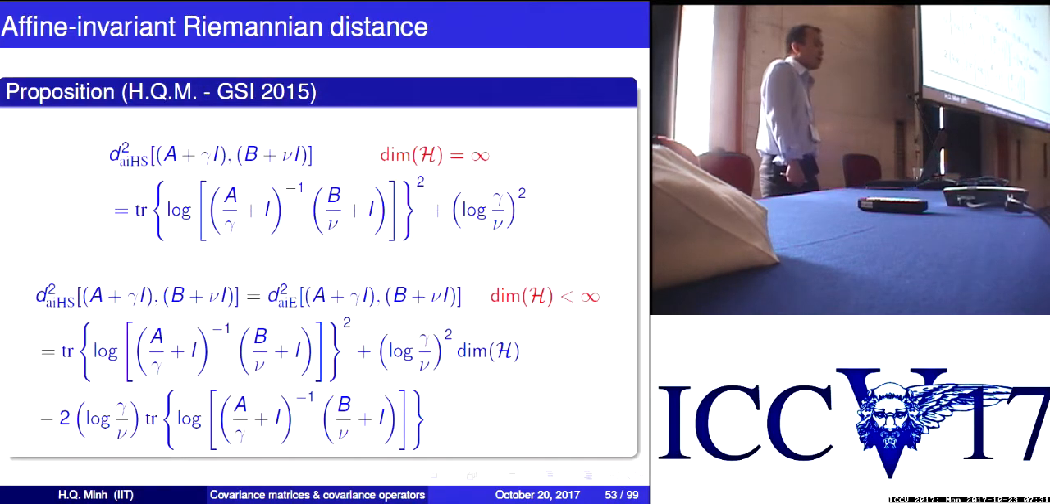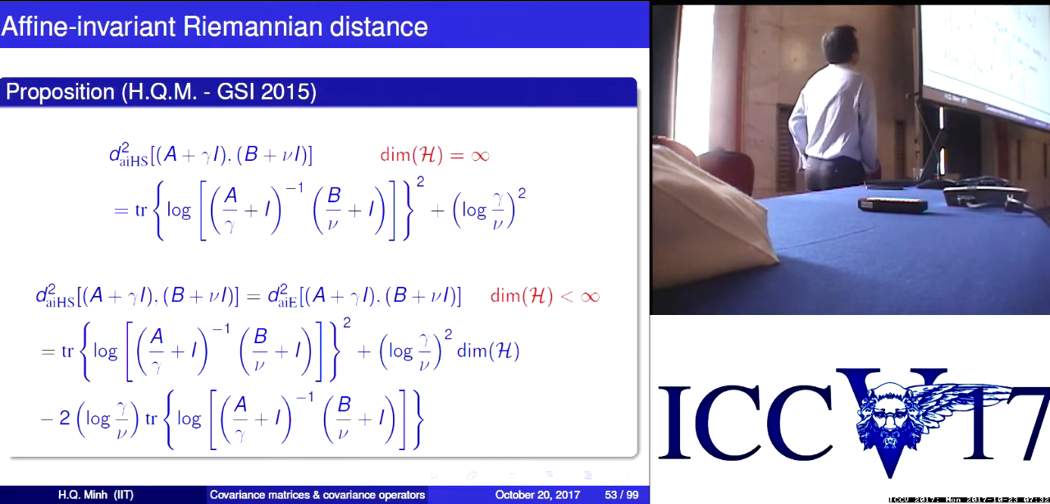I said before that the finite dimensional setting and the infinite dimensional setting are actually quite different. So there are actually two different formulas. One is for the case when the dimension of the space is equal to infinity, that is the first formula, where the dimension doesn't appear because we set the norm of the identity operator to be equal to one, so there's no dimension in the first formula. Whereas in the second formula, where the dimension is finite, we're just using the affine invariant distance in the finite dimensional case. We have an explicit dependence on the dimension H.